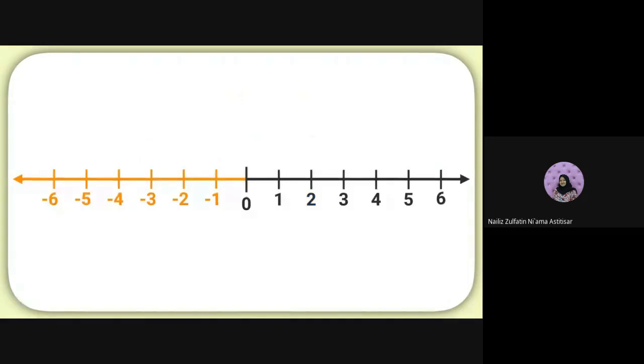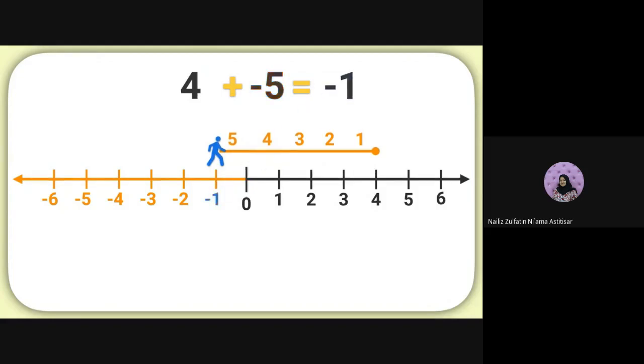Let's look at another problem. Let's figure out what 4 plus negative 5 equals. This time we're starting with 4. We'll draw our person at 4. But we're adding a negative 5. Because we are adding a negative number, our person is not going to walk forward. They're going to walk backwards 5 spaces. We'll walk backwards 1 space, 2 spaces, 3 spaces, 4 spaces, 5 spaces. Now we can see our person is at negative 1. So 4 plus negative 5 is equal to negative 1.